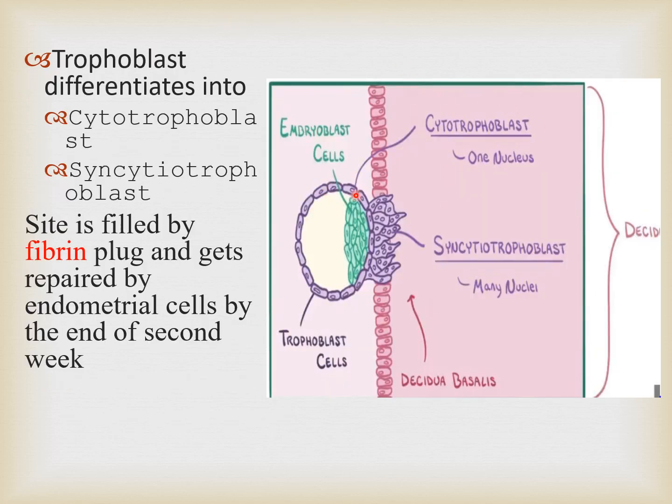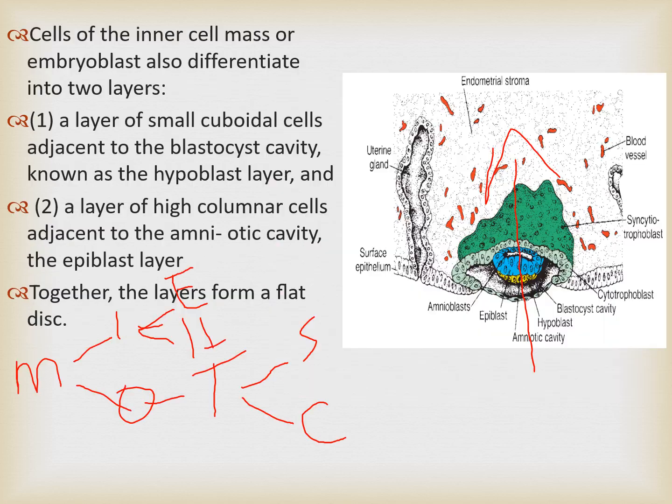Now with further development, when the implantation is taking place and the blastocyst is embedding into the endometrial tissue, the trophoblast divides into two structures, syncytiotrophoblast and cytotrophoblast. You can follow the laser pointer to find out the structures. These cells, you can see, are syncytiotrophoblast. This syncytiotrophoblast is going to further embed into the endometrial tissue.